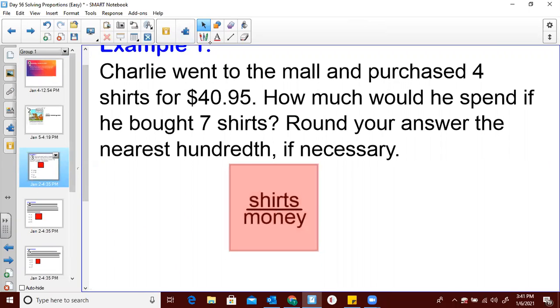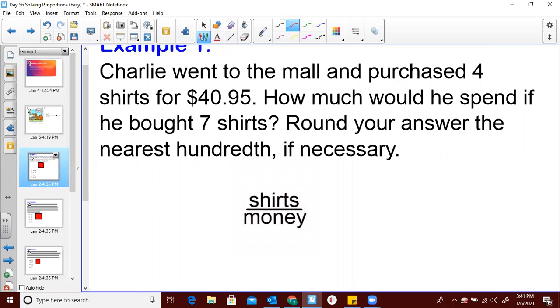So like we did yesterday, we're going to set up a proportion. And from here, we're going to use what we are comparing, which is shirts to money, to set up our proportion. Sorry, this is a ratio. I do apologize for that.